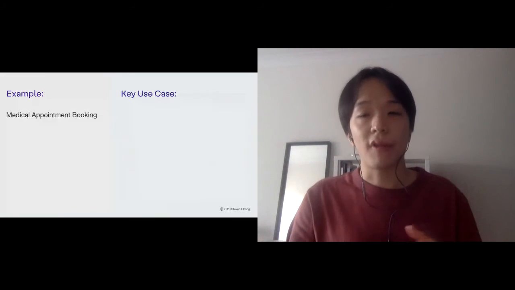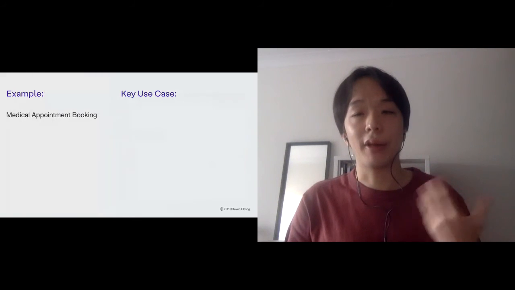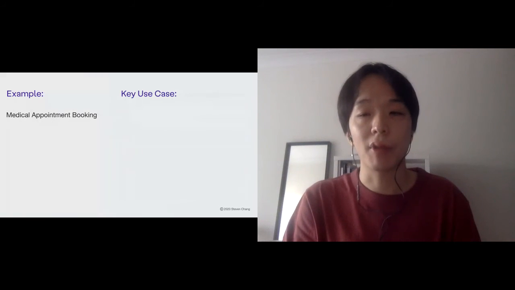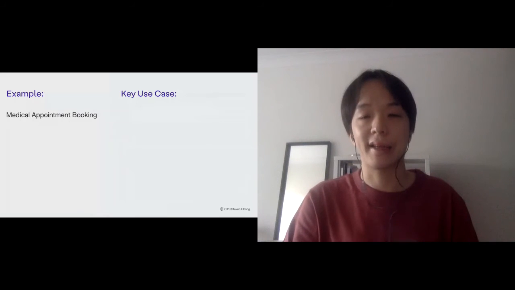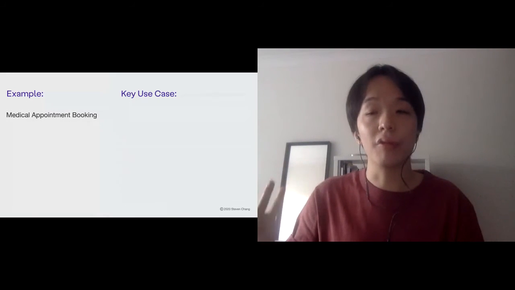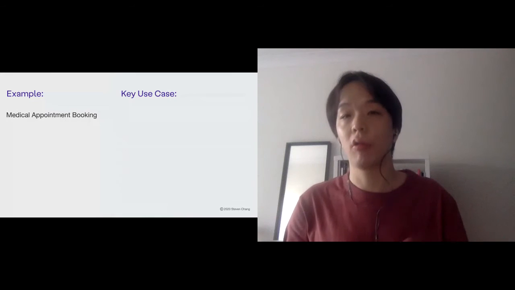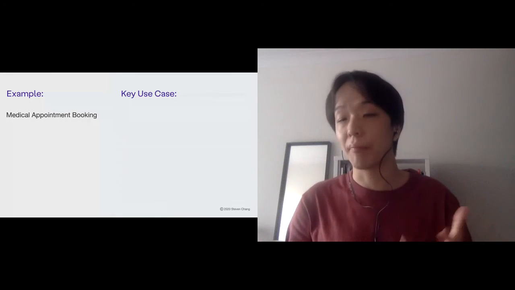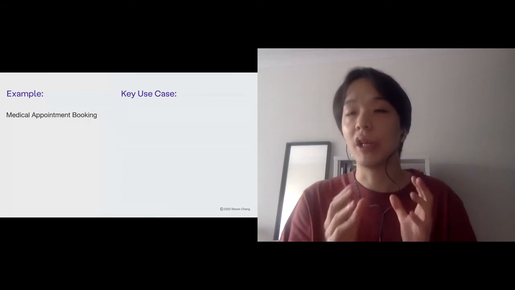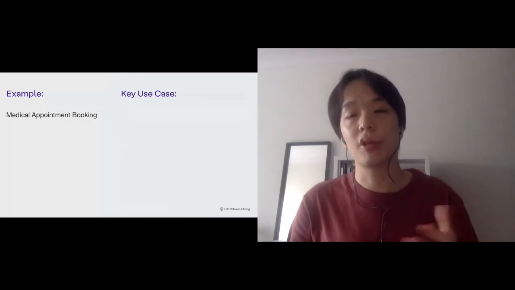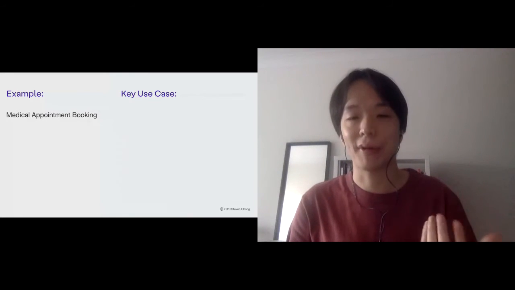One of the examples from the product that I work on at Babylon Health, it was a medical appointment service based on Amazon Alexa. If any of you is based in the UK, you know how difficult it is to get an appointment booked here. So in this service, we aim to help our users book the appointment as fast as possible.